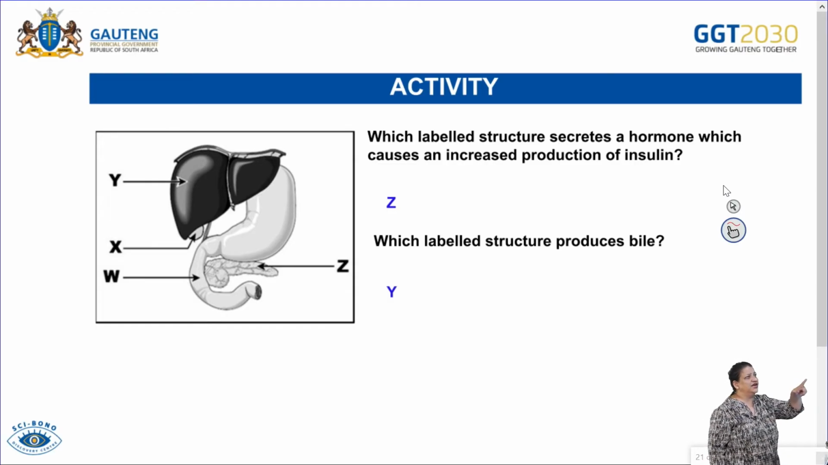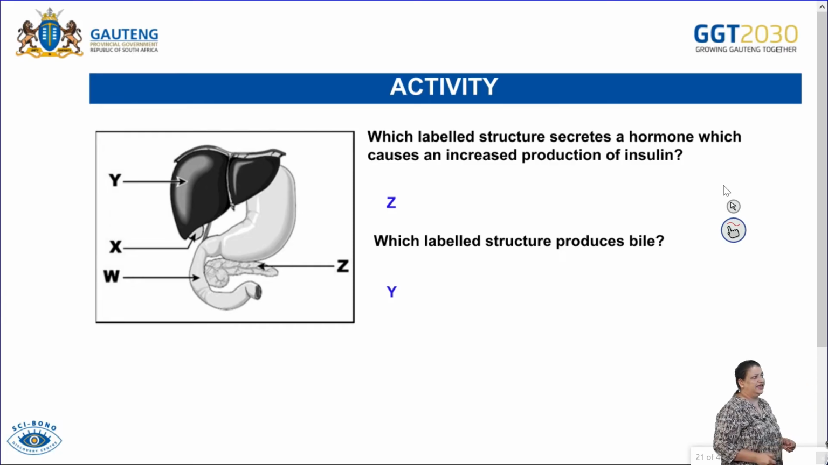Again, which labelled structure secretes a hormone which causes an increased production of insulin? Remember, if you have too much glucose, then you must take the excess glucose and convert it into glycogen and store it in the liver. So the structure that's going to secrete a hormone will be your Z, your pancreas. Remember that.